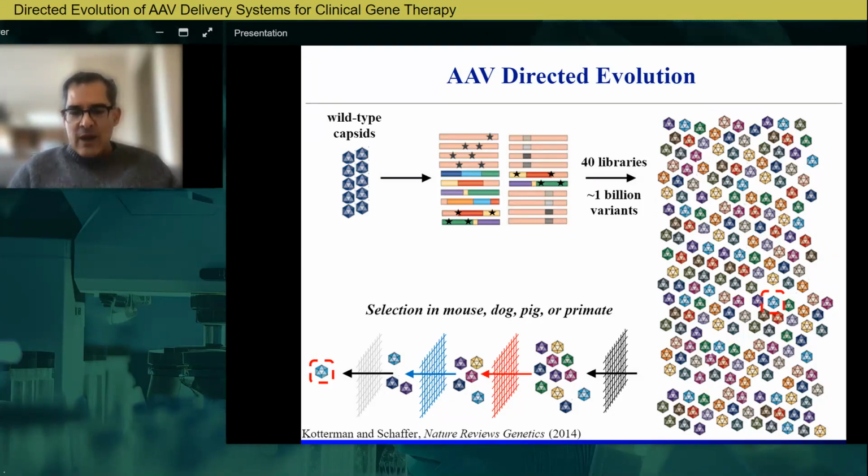And through successive rounds of selection, where we inject the virus, isolate the target cells, amplify the virus that made it there, and re-administer it into the next round of selection, we then, in Darwinian fashion, converge that large library into the fittest variants, the ones that are most suitable for the gene therapy task we're asking them to perform.